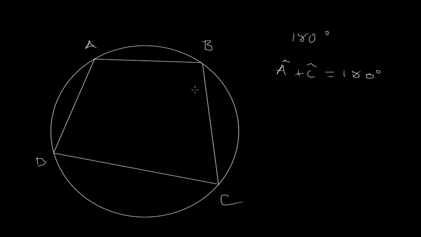Angle D and angle B should give us 180 degrees because they are opposite each other. These are very, very important concepts, very easy to grasp. Opposite angles give you 180 degrees. So angle A plus angle C should give us 180 degrees. Angle B plus angle D should give us 180 degrees. Understood?